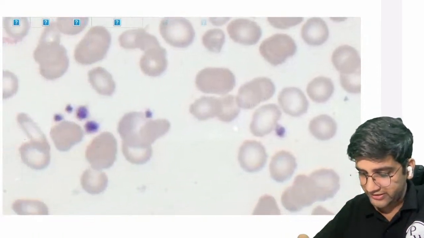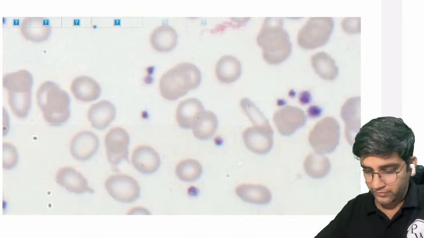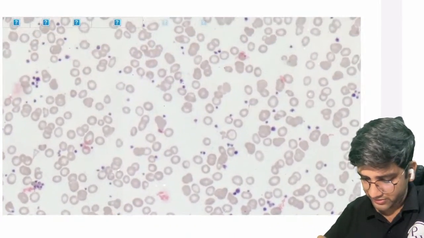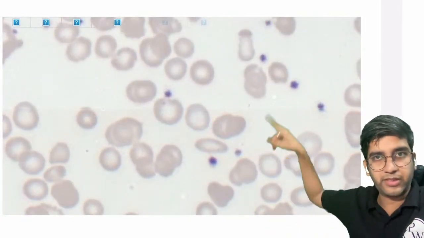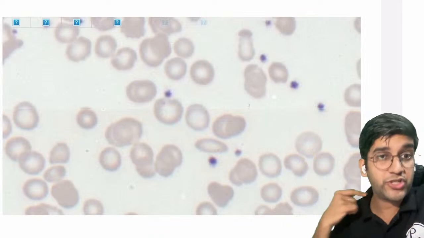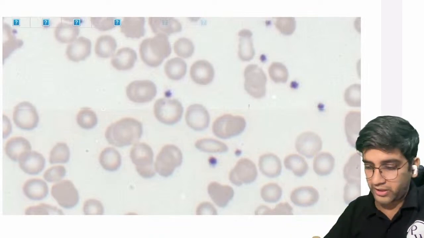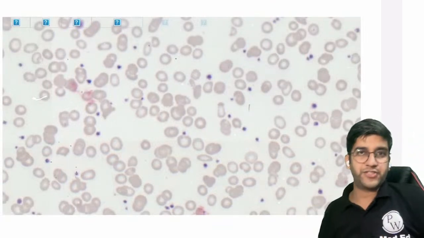What cell is this? You can see them here. Like Tabasam said, it's a classical pencil-shaped RBC, right? You can see it kind of becoming like a pencil. Elongated, right? As pencil-shaped RBCs. You have pencil-shaped RBCs, you have microcytic, you have hypochromic anemia. Most likely diagnosis? Most likely an iron deficiency anemia, right?